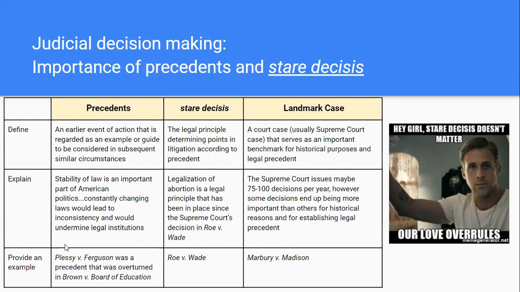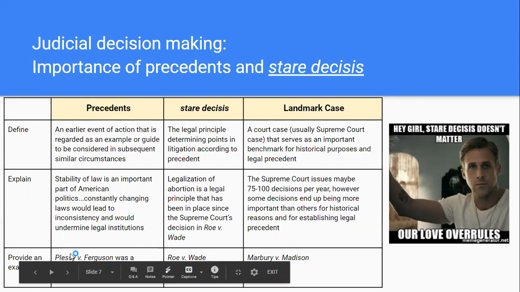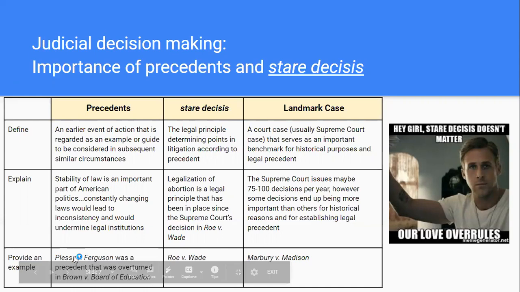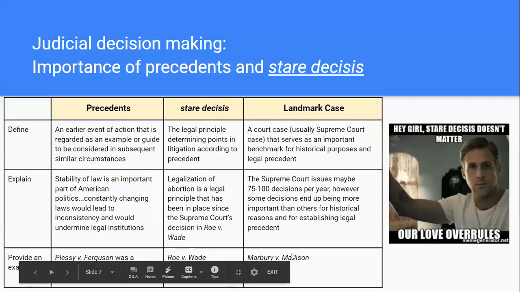Right, precedent, Plessy versus Ferguson. That was the precedent set for separate but equal. It said that separate but equal was constitutional. Separate, segregated facilities were constitutional as long as they were equal. But that was later overturned in the Brown versus Board decision. Stare decisis, Roe v. Wade, as I mentioned, sets the precedent for the right of a woman to obtain an abortion.